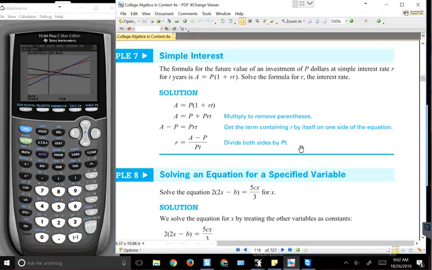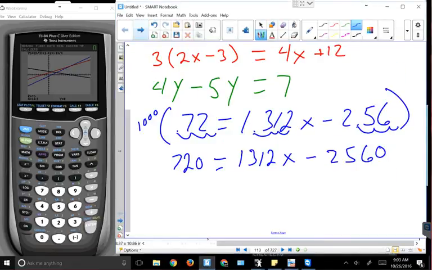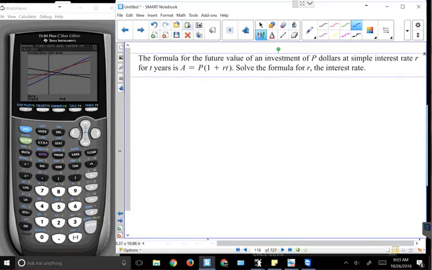Last thing. There are going to be times when you are going to have to rewrite an equation in terms of other things. Now, if I look at this equation here for simple interest, okay? So the formula for the future value of an investment P at simple interest r is that. Solve the formula for r. So we are going to use the exact same steps for solving any linear equation that we are here. I just want to end up with r. r is on one side, everything is on the other side.